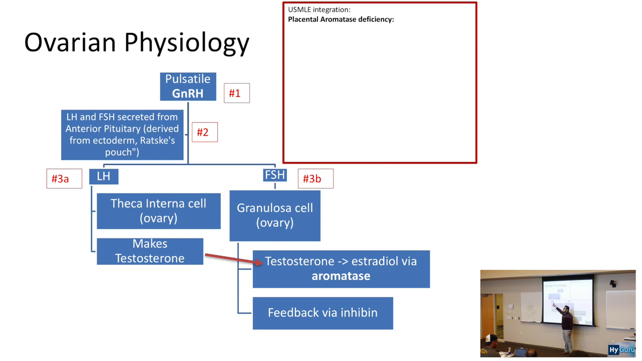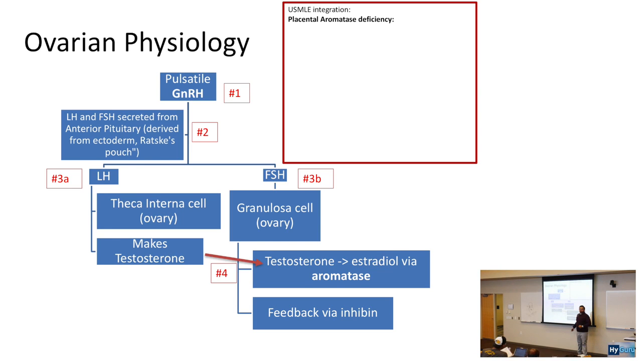What the LH does is stimulate the theca interna cells. When it stimulates the theca interna cells, it makes testosterone. LT, I think of the football player LaDainian Tomlinson. LT, and then T: theca interna cells make testosterone. That testosterone then goes to the granulosa cell, and that granulosa cell makes the grand hormone of the female.